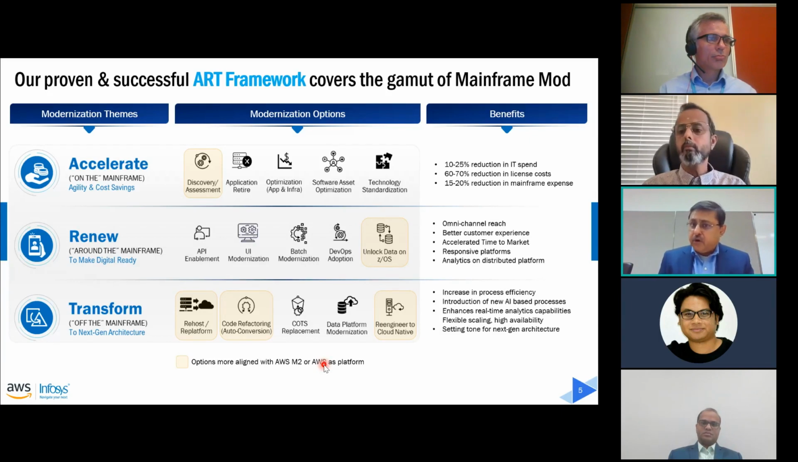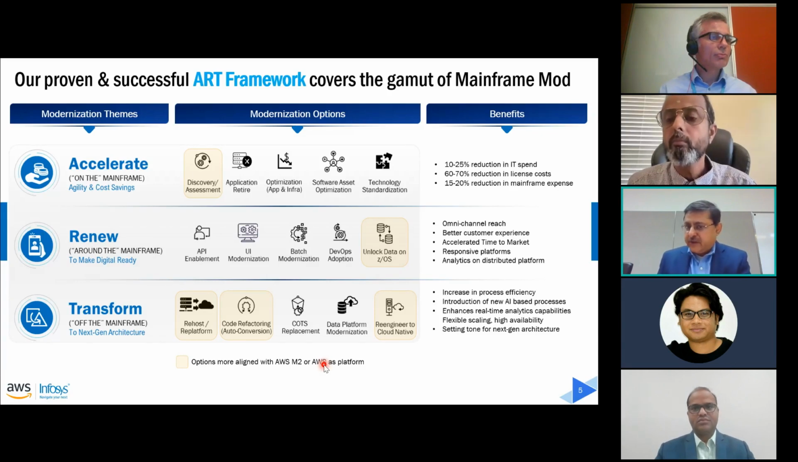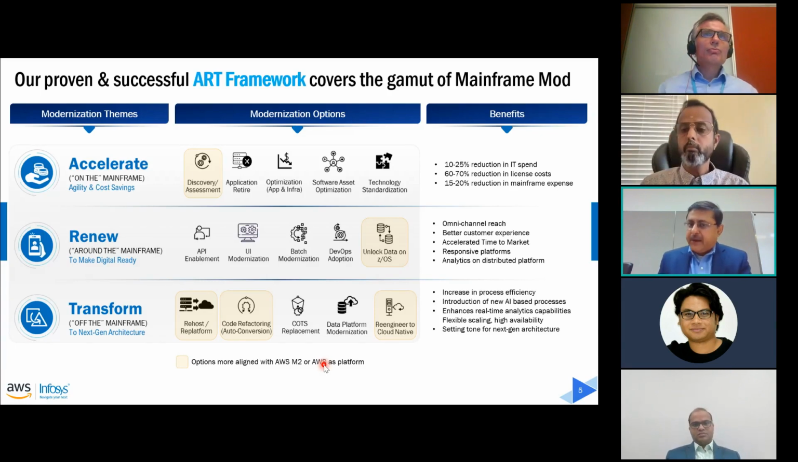And the last bit is important, which is unlock data on z/OS. And this is primarily looking at the data, and we are seeing how we can do a CDC, or change data capture, move the data almost real time onto AWS, and then you can run your analytics or your reporting out of AWS. So that's the fifth bit. And the primary reason for you to do renew is, as I said, to open up for the digital economy, make it more omni-channel presence, make the platform more responsive, open up the platform possibly for even mobile channels.